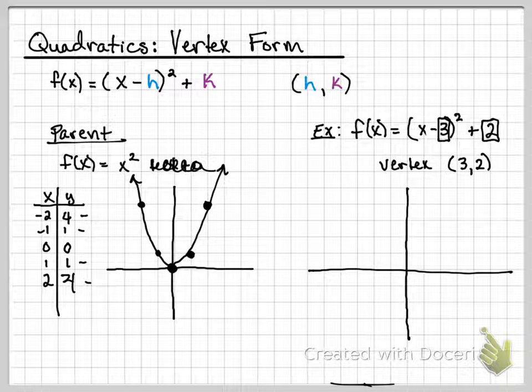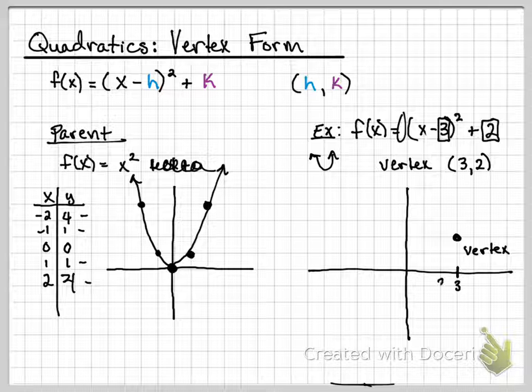Okay, I know the vertex is at (3, 2). So 1, 2, 3, up 2. I know that that point is the vertex. I also know from having a positive number out here in the front that my graph is going to open up. So what else can I find out? I know it's got to go up in this direction. So I really need to test the points on either side of 3.